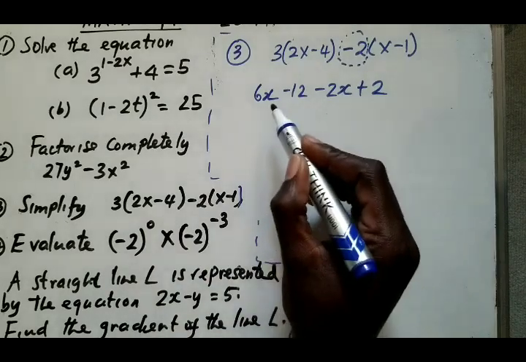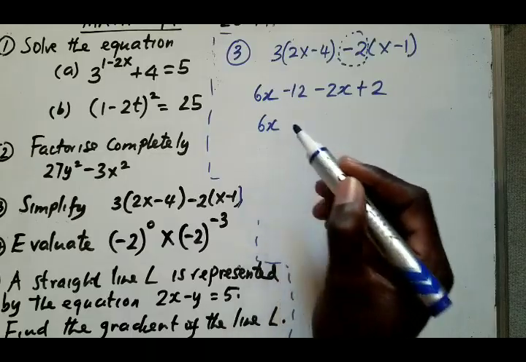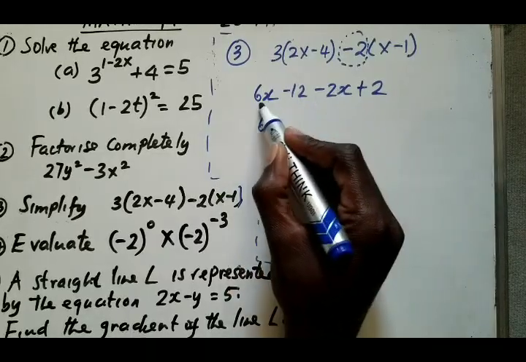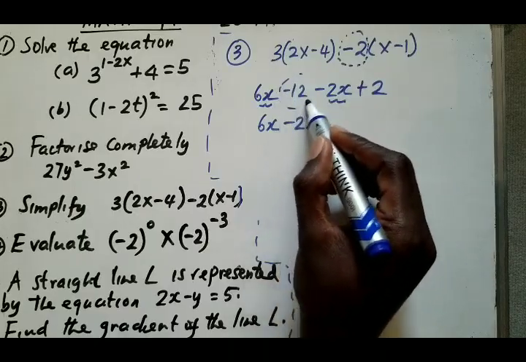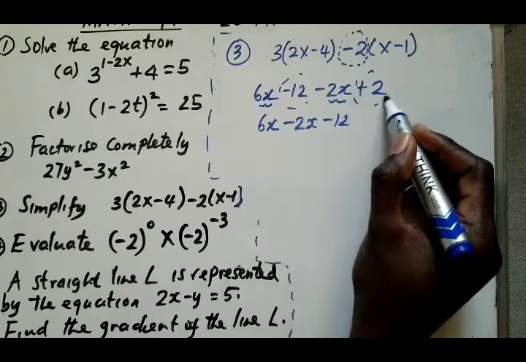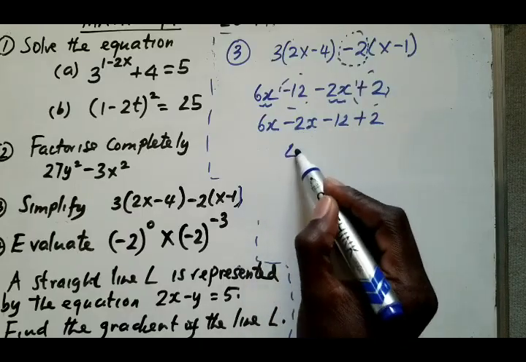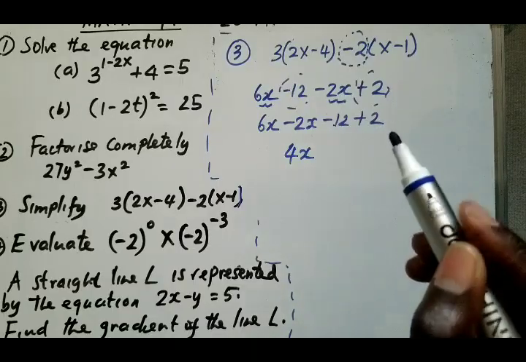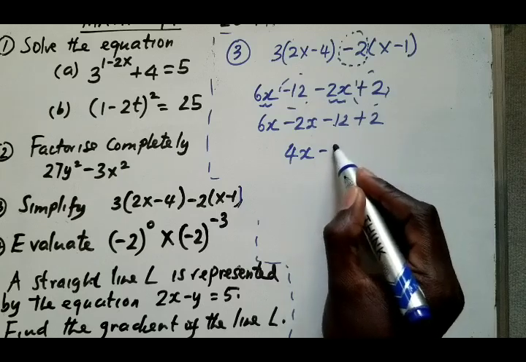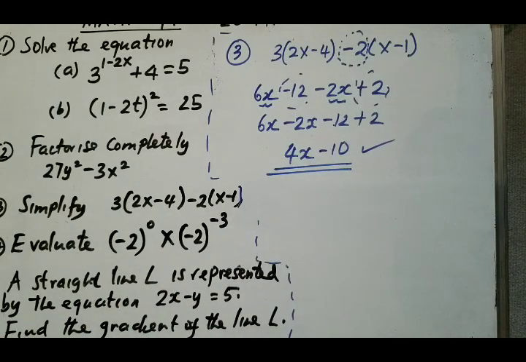Then you can add like terms. Remember, there's no equal sign, so the signs are not changing. You are moving the number with the sign in front. So this and that are like terms. So minus 2x, and this one here, -12, and this one here, which is +2. So what is 6x minus 2x? It is 4x. The -12 plus 2, different signs, you subtract and get the sign from the bigger number. So that would be -10, and hence you go there. You have actually simplified that one. That's what it simply means there.